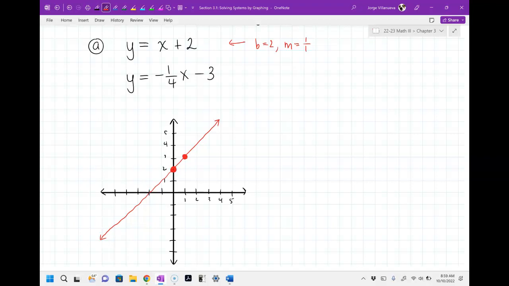Okay, next one. My B value for this one is -3, and my slope is -1/4. Okay, my B value is -3. My slope is -1/4. So let me go to B value of -3. That's right here on the bottom on the y-axis. And then 1 down, 4 over. 1, 2, 3, 4.